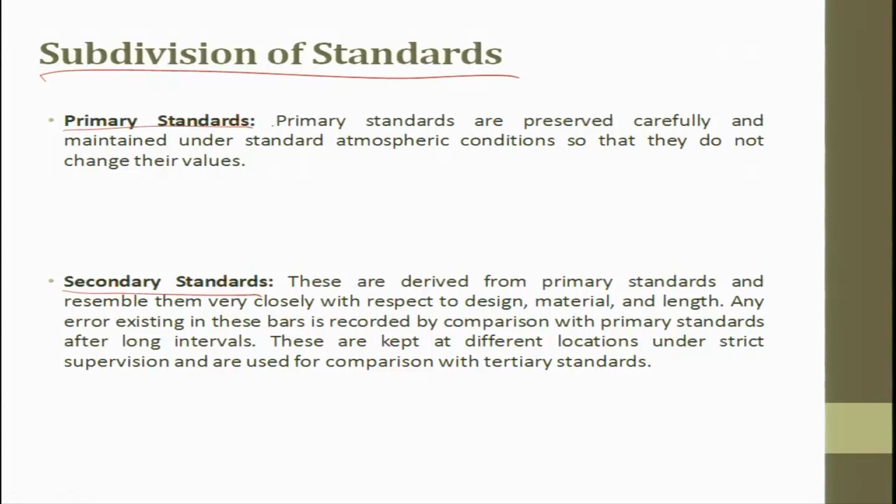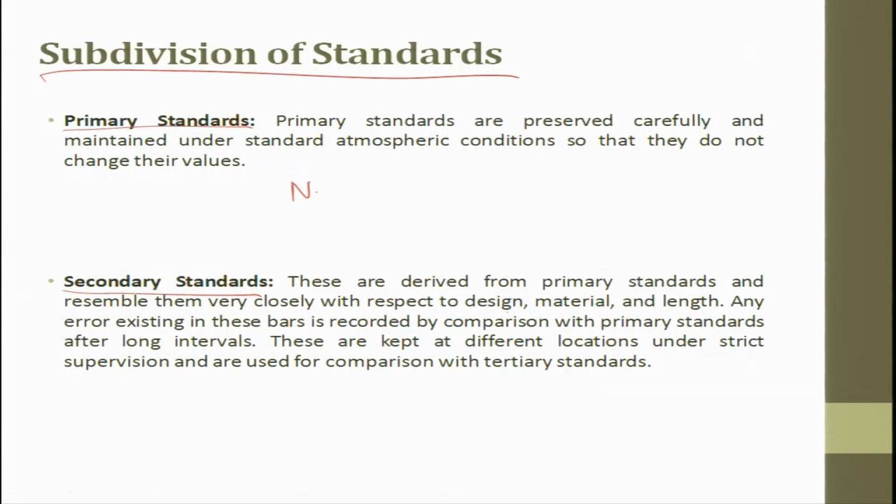The next one is called secondary standards. These are derived from primary standards and resemble them very closely with respect to design, material and length. Any error existing in these bars is recorded by comparing with the primary standard after long intervals. They are kept at different locations under restricted supervision and are used for comparison with the ternary standards.